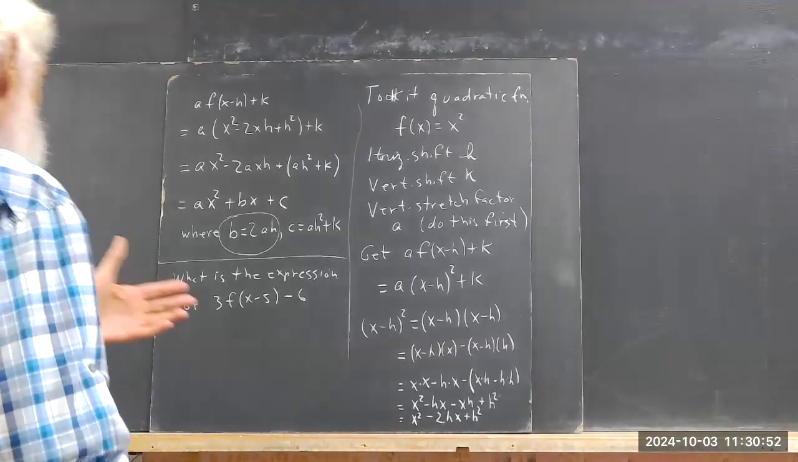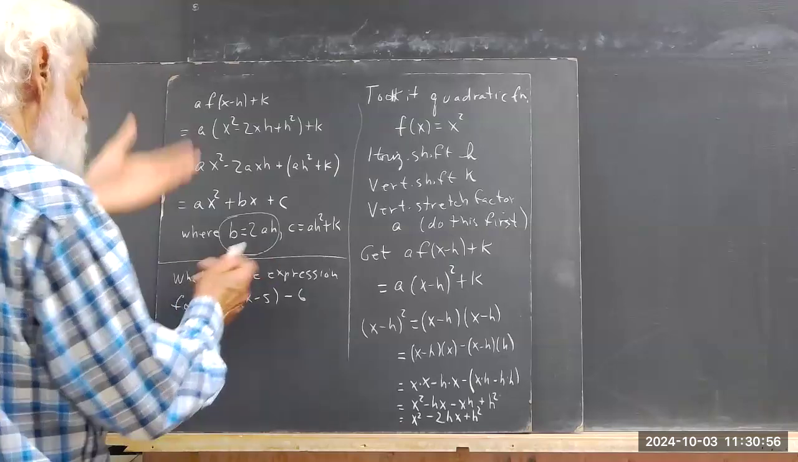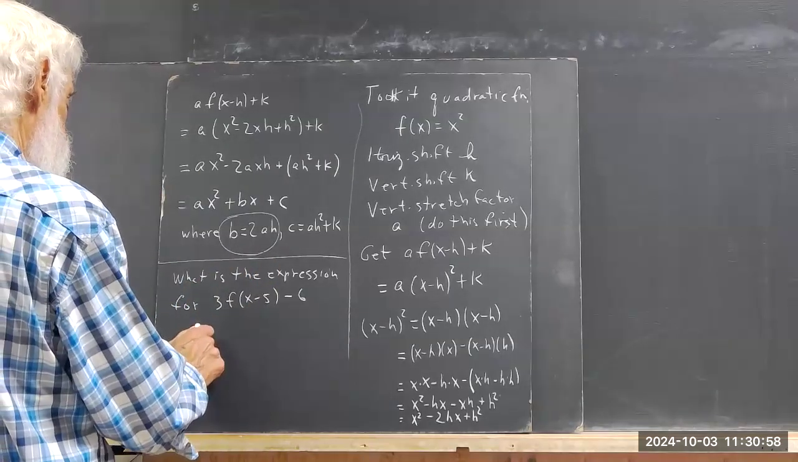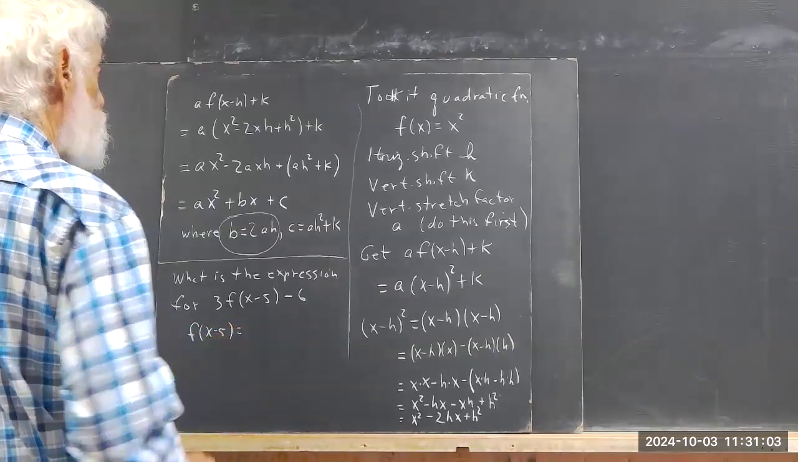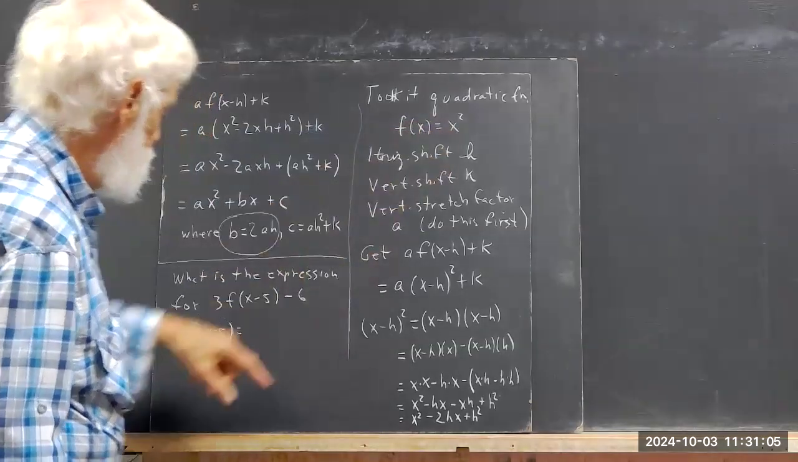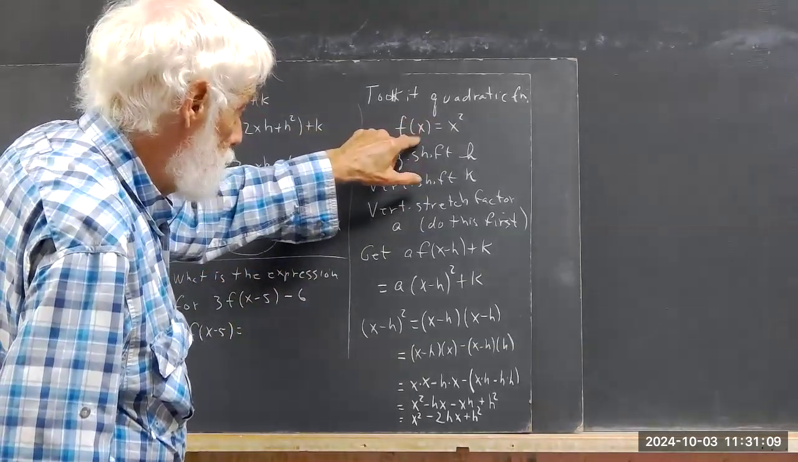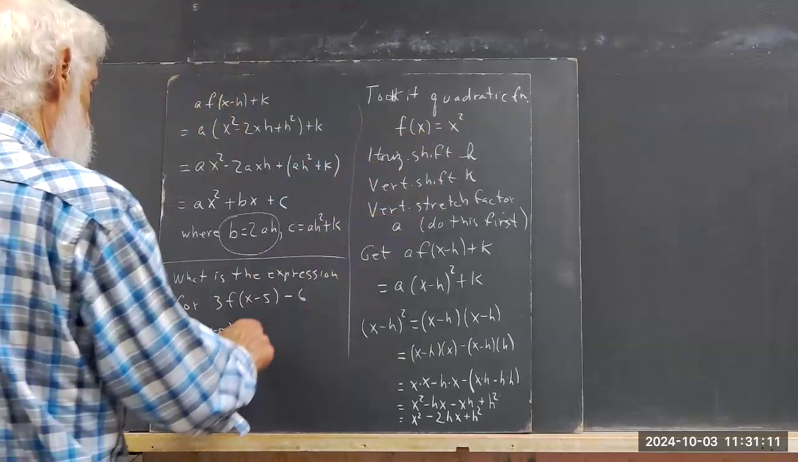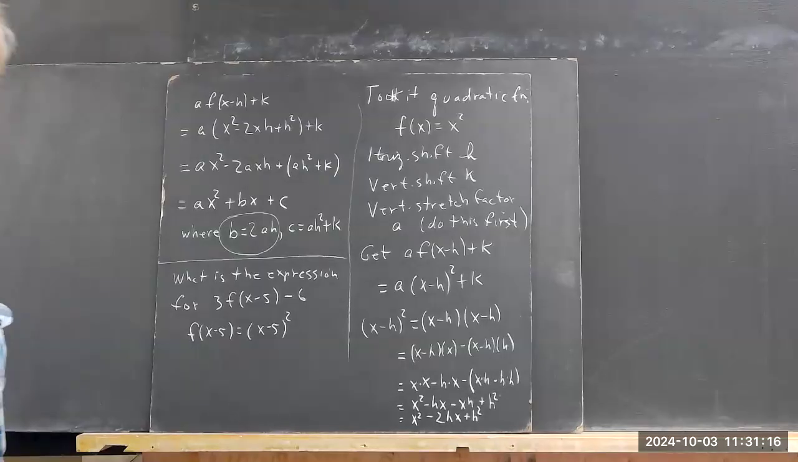Okay, well, the steps are identical to the steps we used here, but of course we've got to understand the rules. f of x minus 5, where f of x equals x squared. We've replaced x by x minus 5. So f of x minus 5 is x minus 5 quantity squared. That's just plain function notation.